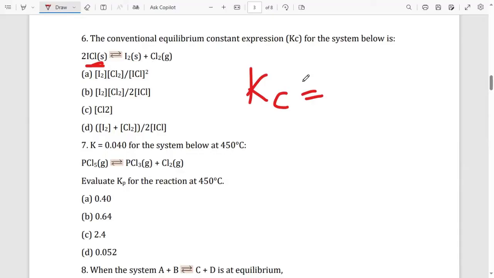We know that Kc is given by the products on top and then the reactants down. So here on the product side, we have a gas, so we're going to put that gas like that. We have the concentration of this gas, and then we divide by the reactants. Do we have any reactants that are either in gaseous or aqueous form? We do not have any. So the correct answer here will be C. So always consider those in gaseous and aqueous form, and those in solid, ignore them.